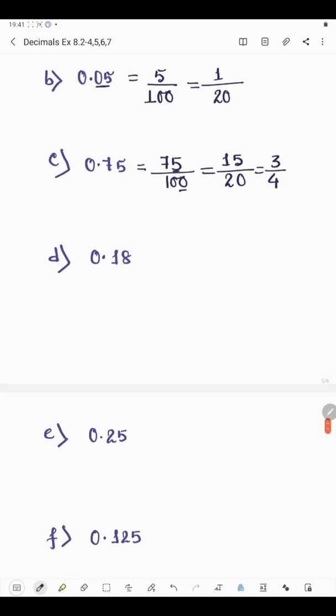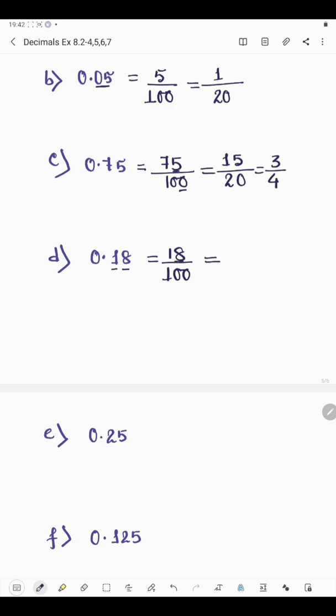Now coming to D part. In the D part we have 0.18. Now if you remove the decimal, it will be 18. And what will you get in the denominator? As we have 2 digits after decimal, so there will be 2 zeros with 1. Now here we have got the fraction. We'll just write this number in lowest term.